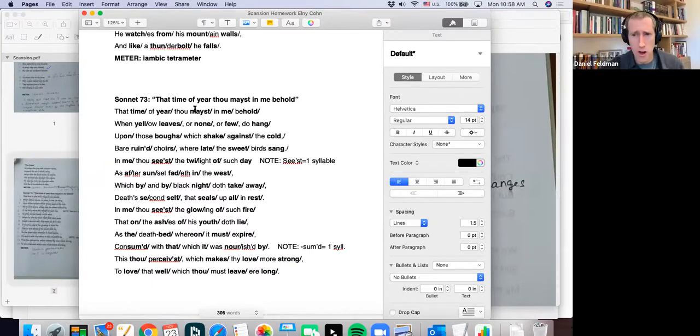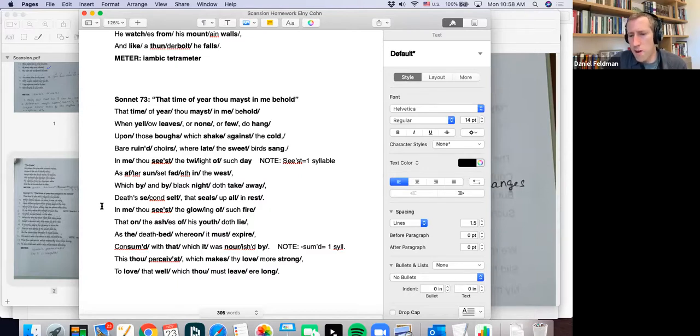That time of year thou mayst behold. This is Sonnet 73, which is almost entirely conventionally iambic pentameter. In me thou seest the twilight of such day, as after sunset fadeth in the west, which by and by black night doth take away, that second self that seals up all in rest. In me thou seest the glowing of such fire, that on the ashes of his youth doth lie, as the deathbed. Now there is another way to do that line also, as the deathbed, rather than the deathbed.